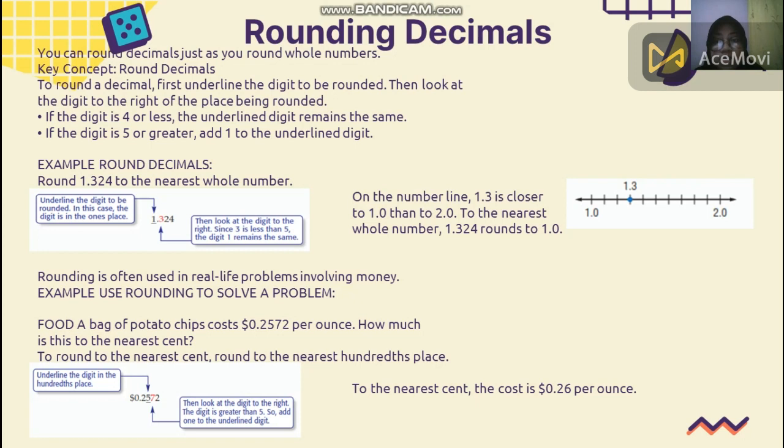Rounding is often used in real-life problems involving money. Example, use rounding to solve a problem. Would a bag of potato chips cost $0.2572 per ounce? How much is this to the nearest tenth? To round to the nearest tenth, round to the hundredths place. To the nearest tenth, the cost is $0.26 per ounce.